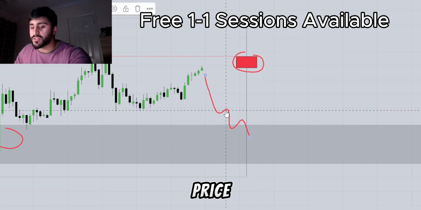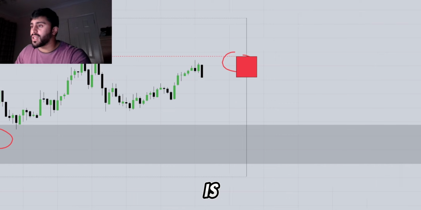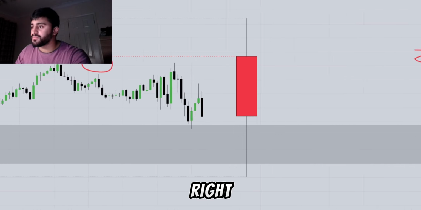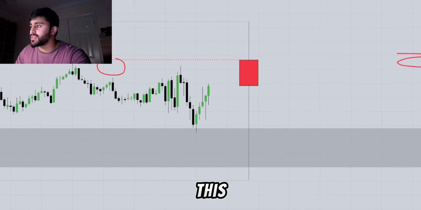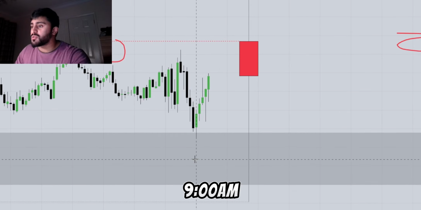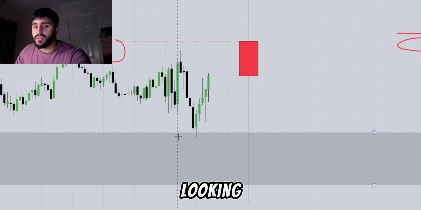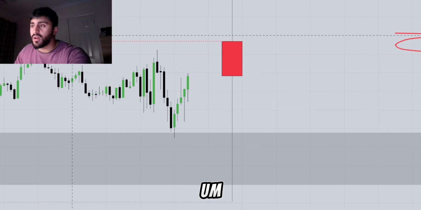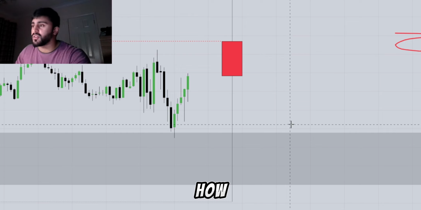So if we just play price on, what we're looking for is a move into this zone, right? So now price comes into this zone. In the New York session, this is now 9:30 a.m. to 11 a.m. Eastern time, we're looking for entries and setups within this region. Let's go down to the order flow footprint charts and see how you could have done this.